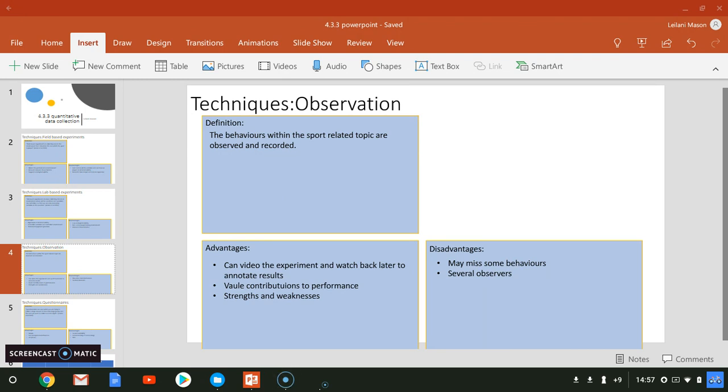These observations could also have observer bias, so they could act differently in front of the observer because they know they're being observed, and there is low ecological validity because it feels like being observed in a lab.